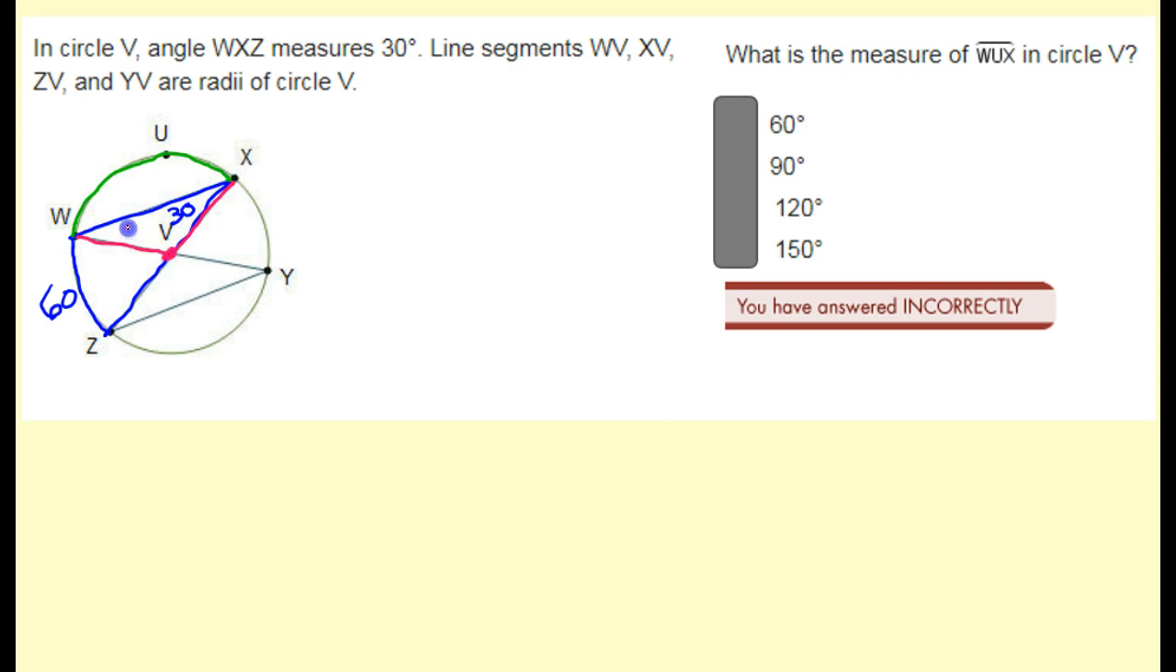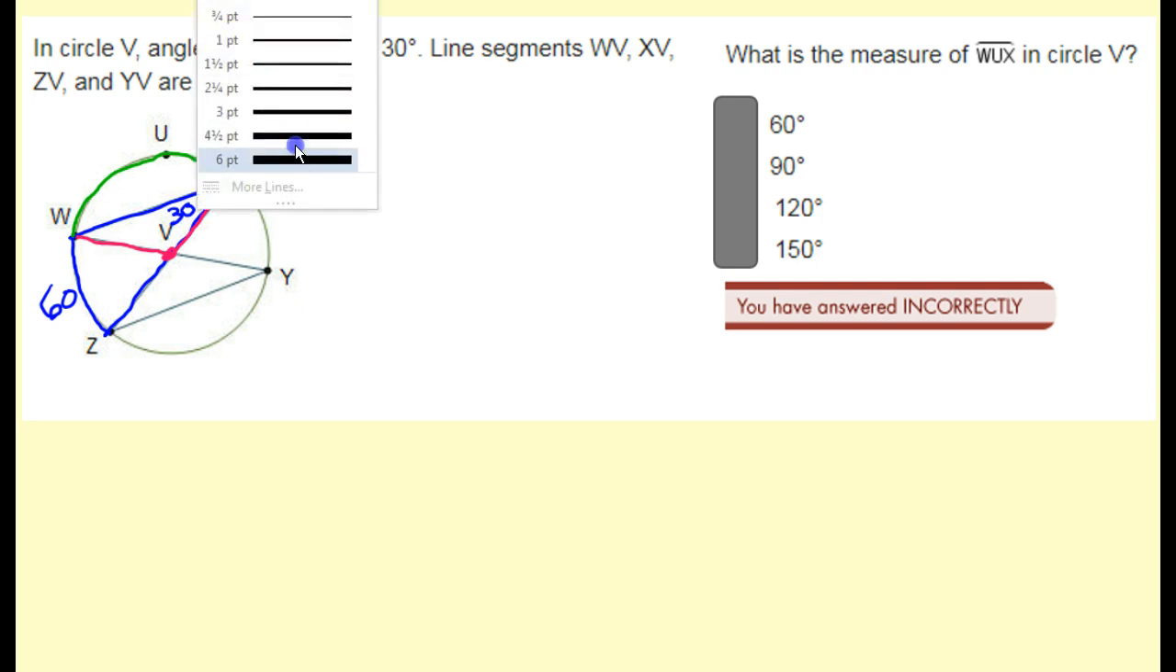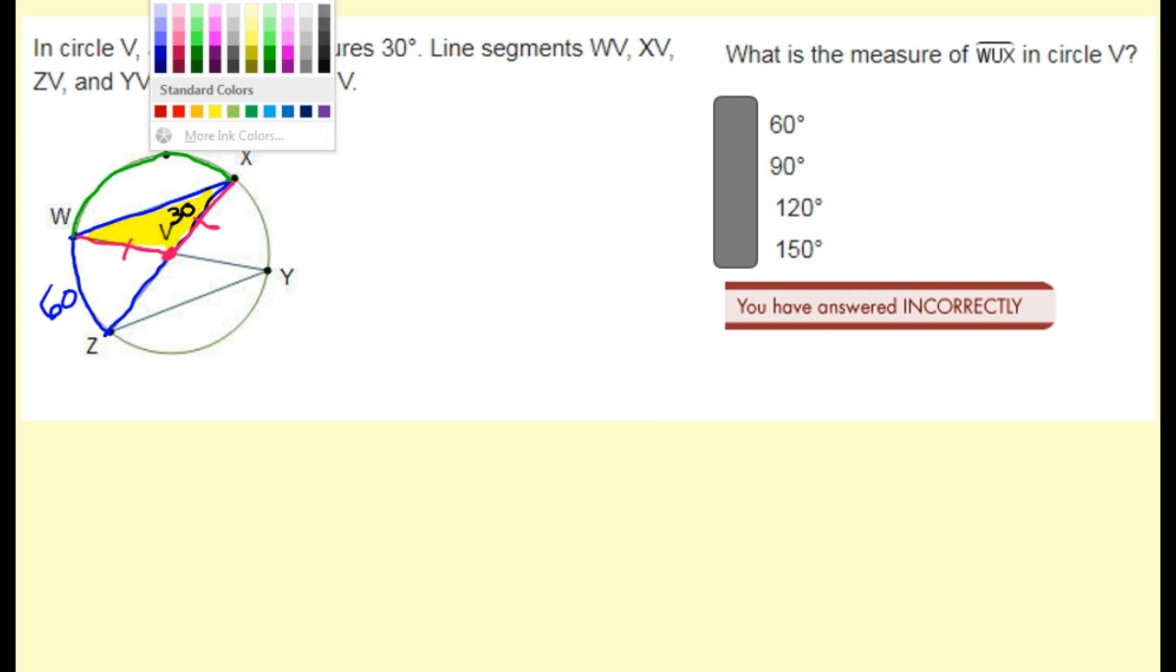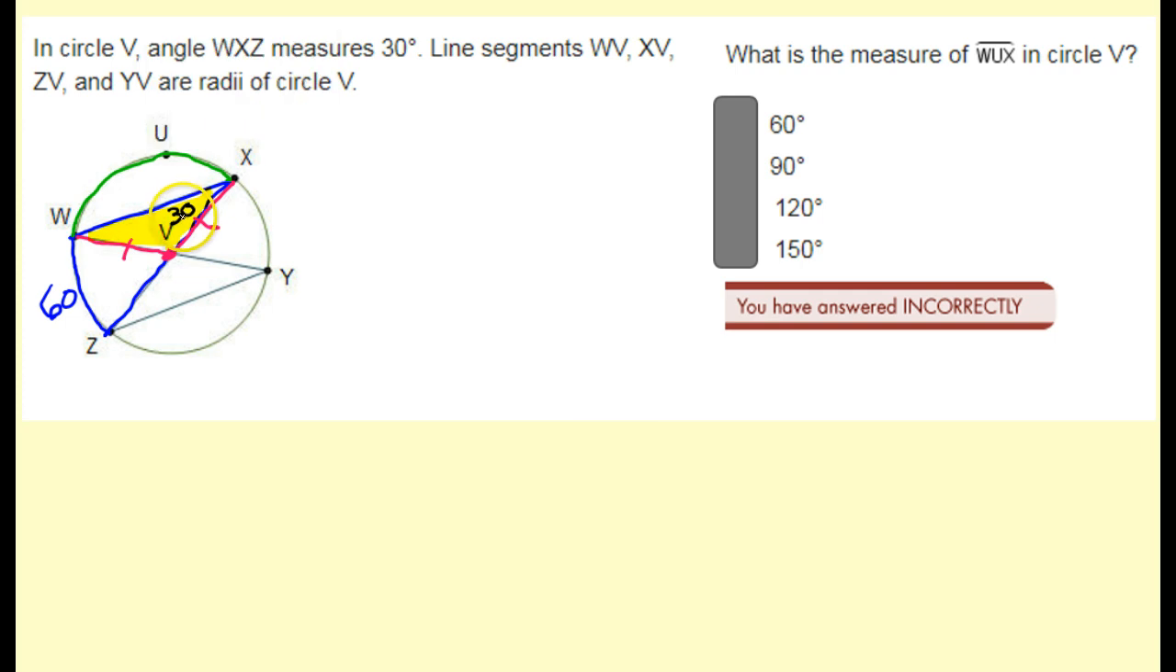So that means that these triangles are equilateral triangles. Not equilateral, isosceles triangles. So this, for example, is an isosceles triangle because the sides are equal. So the base angles will also be equal. So see how this is 30 degrees? Then that means this will also be 30 degrees.